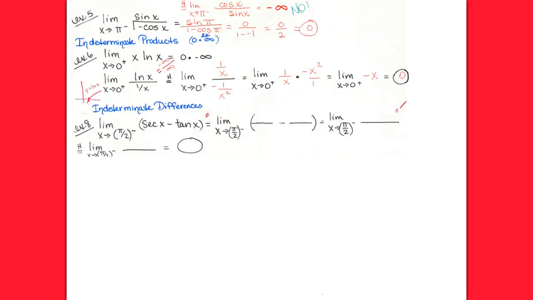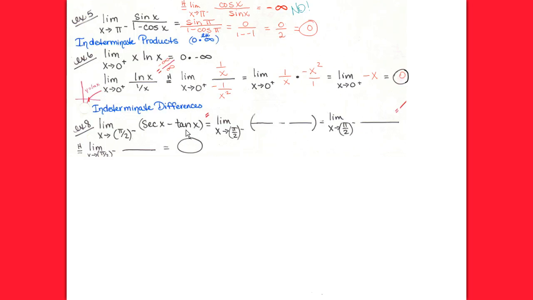Sometimes, if I have an indeterminate difference, I can rewrite it as a quotient. Not always, but sometimes. So look at example 8. I've got the limit as x approaches pi over 2 from the left for secant x minus tangent x. Okay, what do we mean by an indeterminate difference? Well, let me show you.